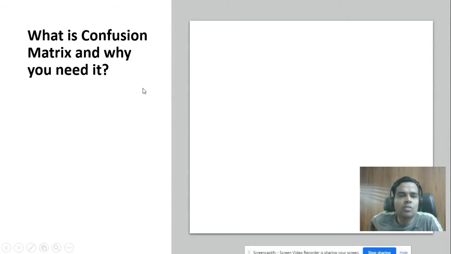So what is confusion matrix and why do you need it? Confusion matrix is basically how we check the performance of the model, like how the model is performing, whether we have an error or not. So in that case, we use a confusion matrix, and it is in a 2 cross 2 matrix form. And we need to check the accuracy of the model. Then we have precision, then we have recall, and then the F1 score. So this is the main logic behind a confusion matrix.